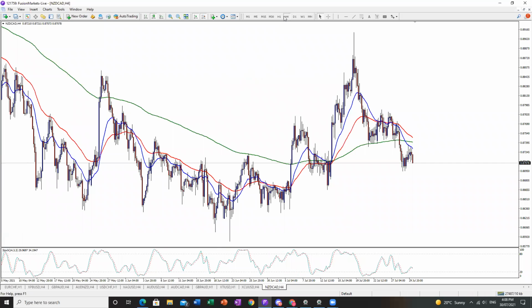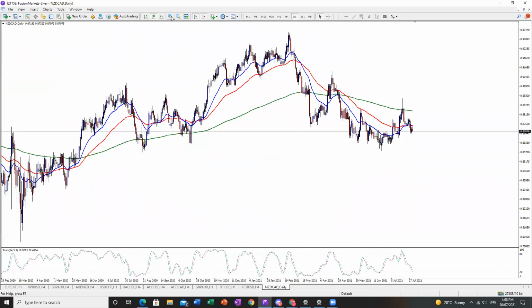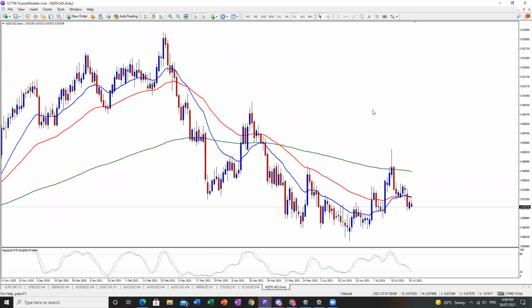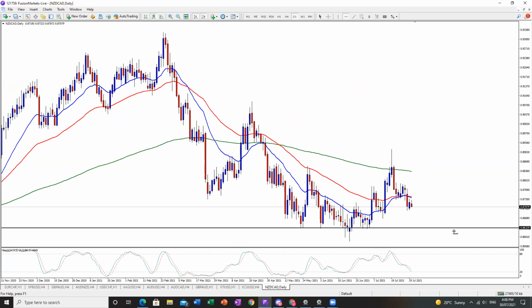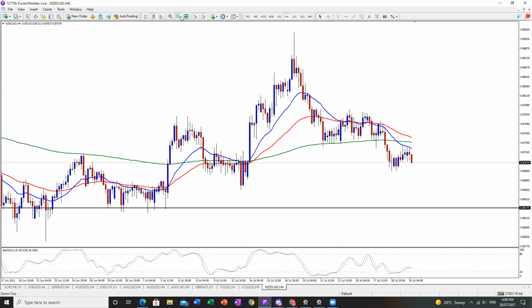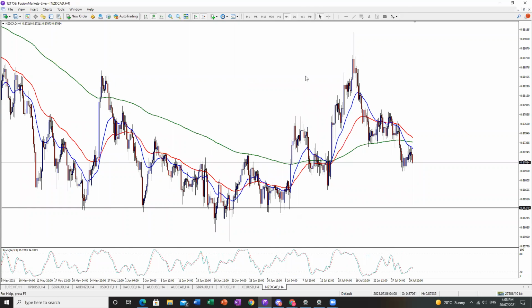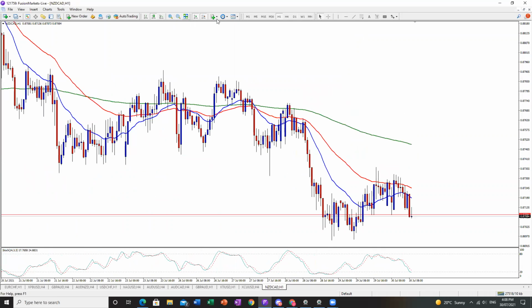It's not the cleanest on the daily, but short is definitely the bias. Daily is not so much, but we are under the 20, 50, 200. So this will be much more of a day trade perspective, 4 hour, 1 hour, and that's actually your entry right there. That's actually not bad, right?